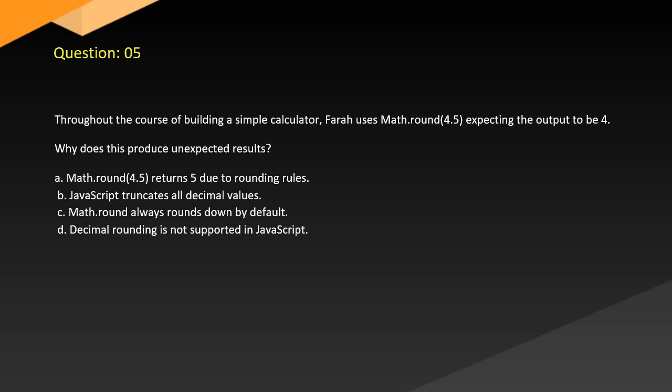Question 5. Throughout the course of building a simple calculator, Farah uses Math.round(4.5), expecting the output to be 4. Why does this produce unexpected results? A. Math.round(4.5) returns 5 due to rounding rules. B. JavaScript truncates all decimal values. C. Math.round always rounds down by default. D. Decimal rounding is not supported in JavaScript.